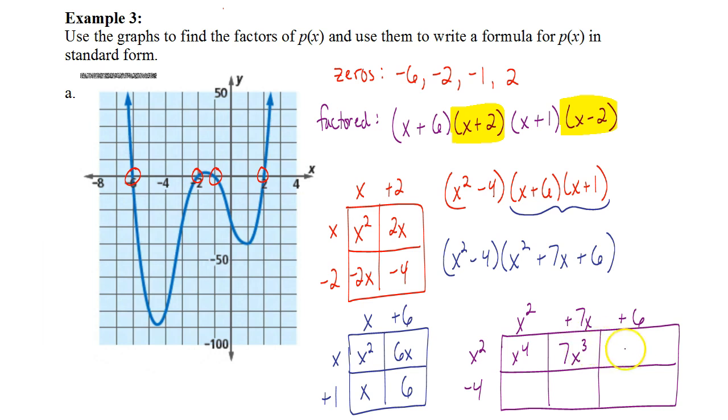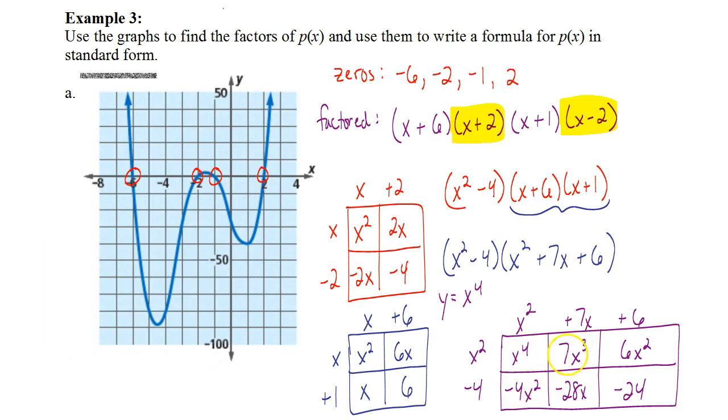This will be 7x cubed, and this will be 6x squared. This is negative 4x squared, negative 28x, and negative 24. So now when I combine like terms, I get my final answer of y equals x to the fourth. Now you got to be careful, we're combining like terms.